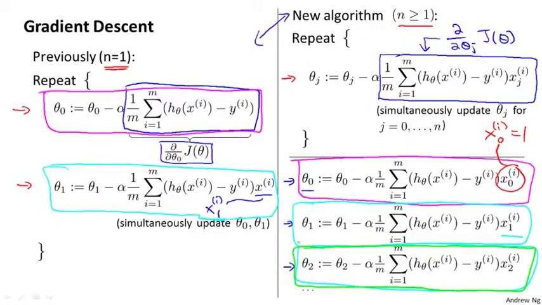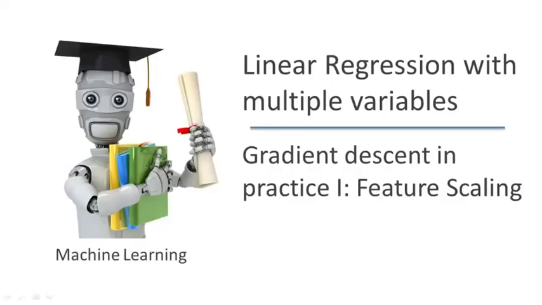There's a lot going on in the slide, so I definitely encourage you, if you need to, to pause the video and look at all the math on the slide slowly to make sure you understand everything that's going on here. But if you implement the algorithm written up here, then you will have a working implementation of linear regression with multiple features. In this video and in the video after this one, I want to tell you about some of the practical tricks for making gradient descent work well.